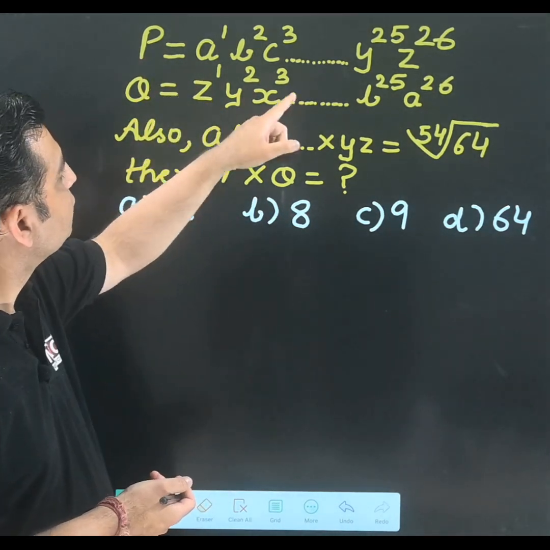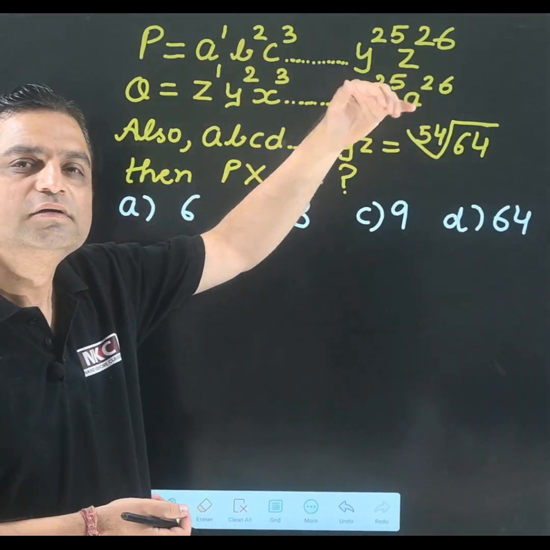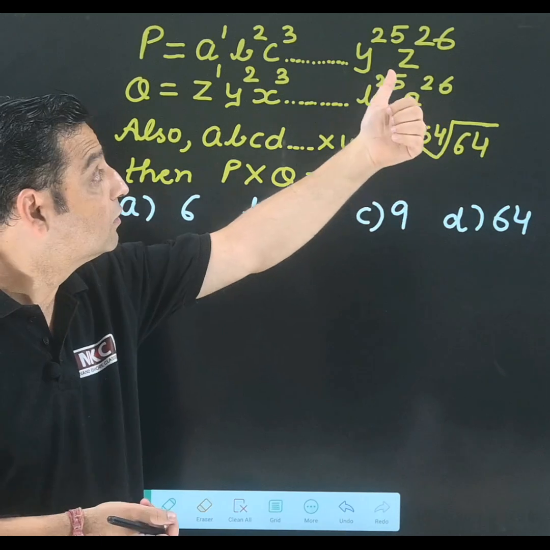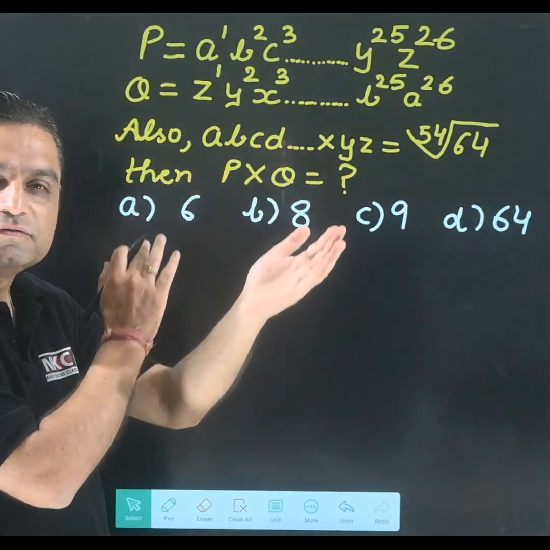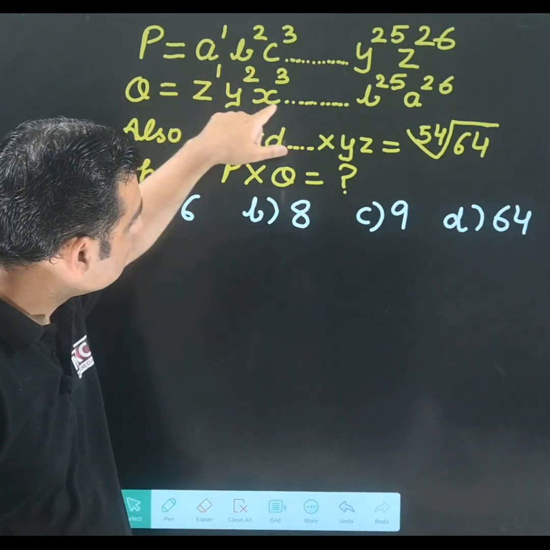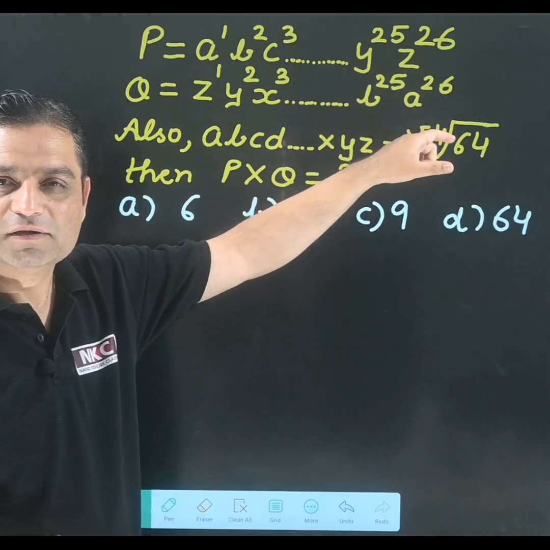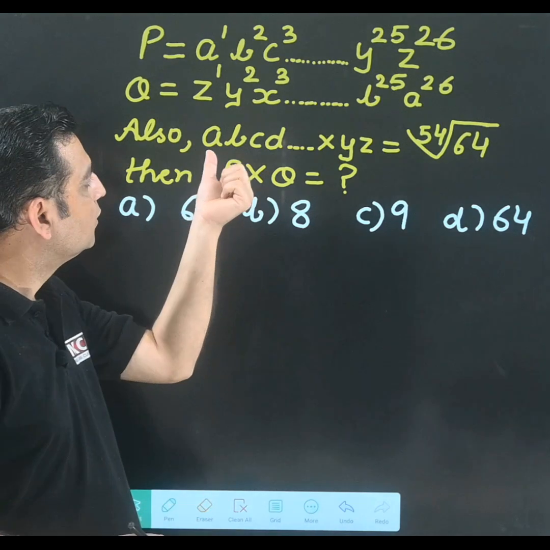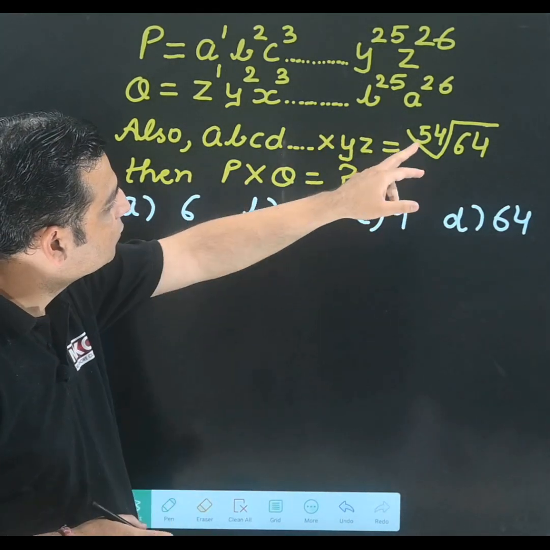P is given to us as a to the power 1, b to the power 2, going in the same way up to y and z till exponent 26. Q is given in a reverse way: z power 1, y power 2, continuing in the same way, b power 25 and a to the power 26. Then the multiplication a, b, c, d up to x, y and z is given.